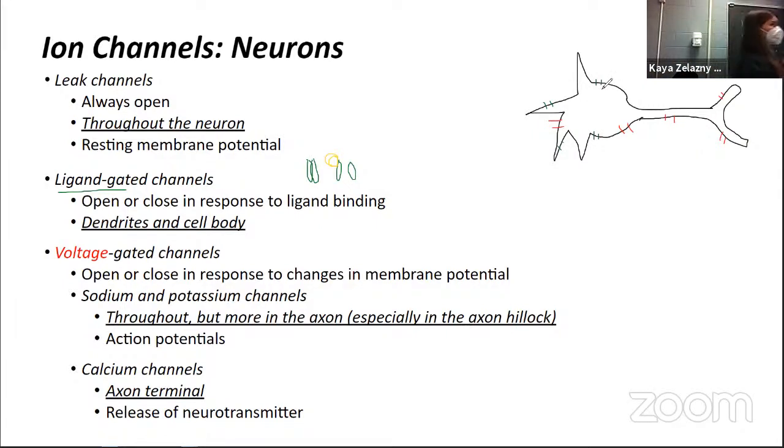We're not going to see them out in the axon or in the axon terminals, because those are basically our signaling highways. We don't want random little signals coming in and messing with our action potential. So we're not going to have these ligand-gated channels. They would mess us up. They would potentially have their own effects on charge.